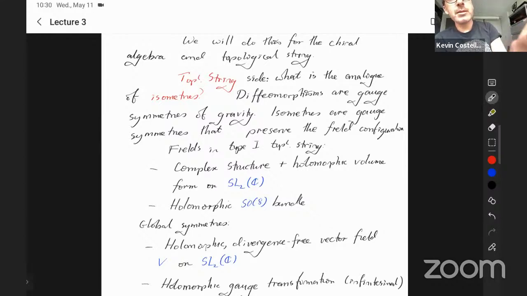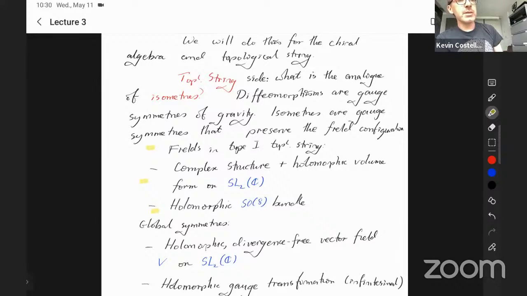So let's study what that is. Let's look at the type I case. The fields, the solutions to the equations of motion more precisely, from the closed string sector, are a complex structure and a holomorphic volume form. And from the open string sector, we have a holomorphic SO(8) bundle.